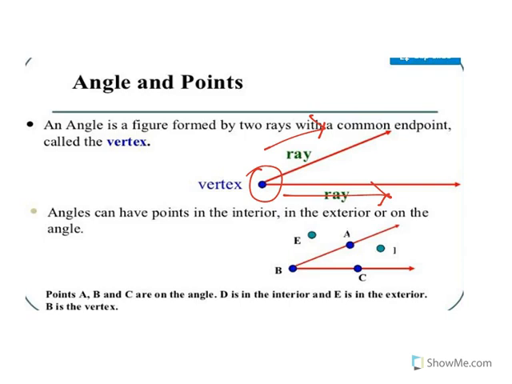Angles can have points in the interior and exterior or on the angle. So we said points A, B, and C are on the angle. And point D is in the interior because it's inside the angle. And point E is the exterior.